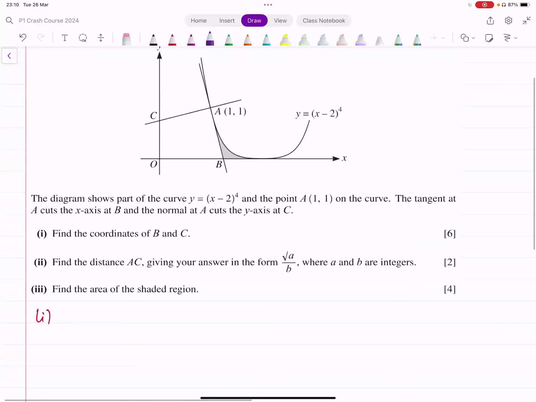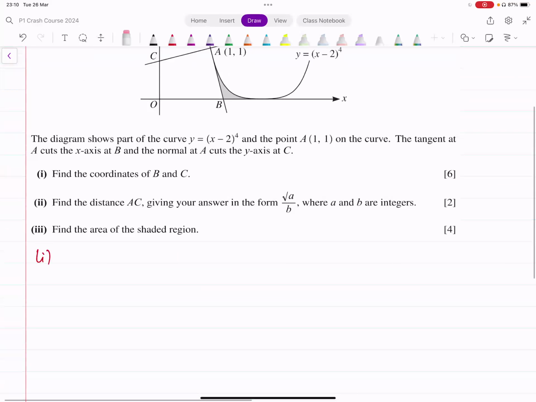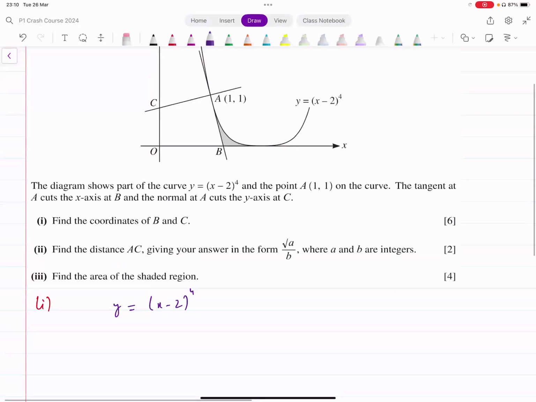So let's find the equation of the tangent and normal at this particular point. I just have to follow that process. Remember what we did in differentiation. We have this curve y equals (x minus 2) whole raised to power 4. Tangent and normal, they are straight lines. How do you find equations of straight lines?